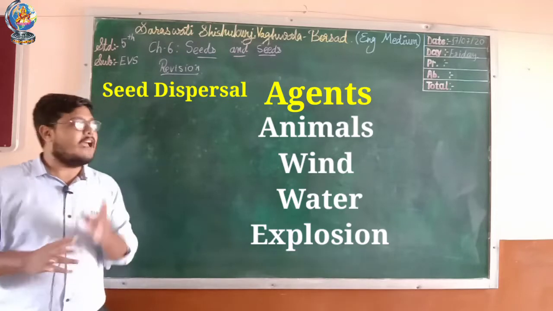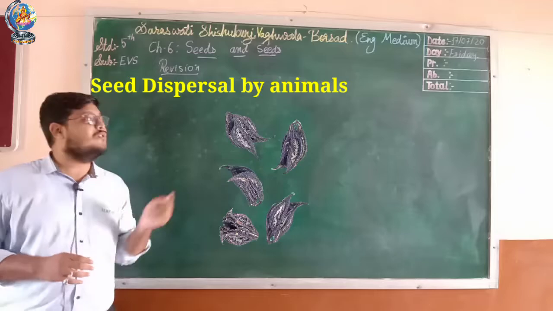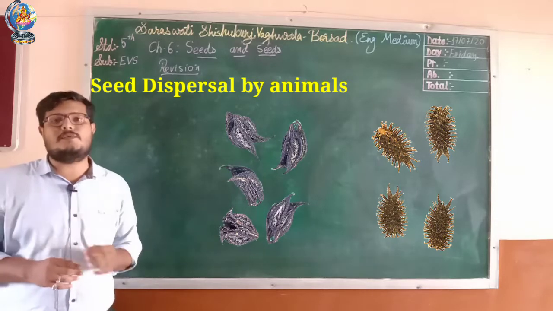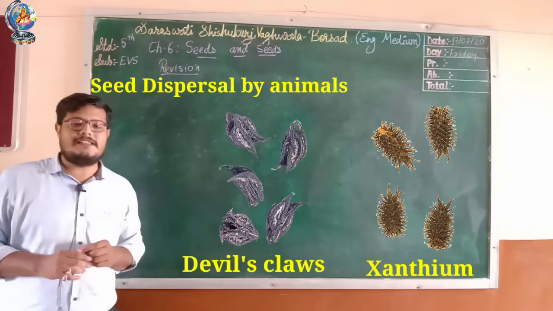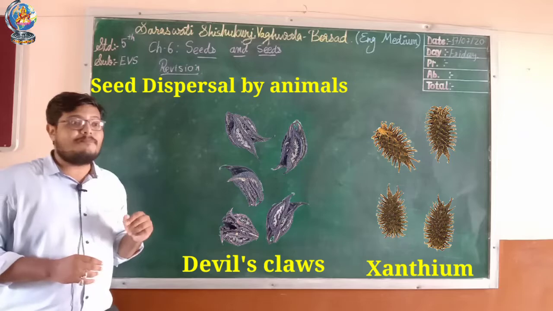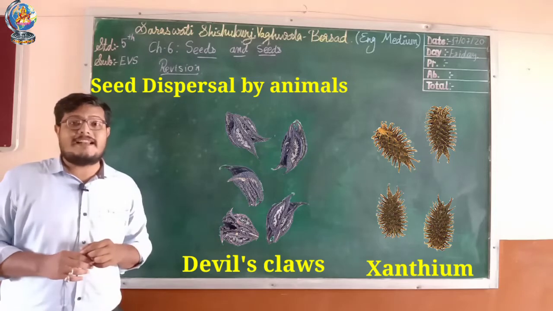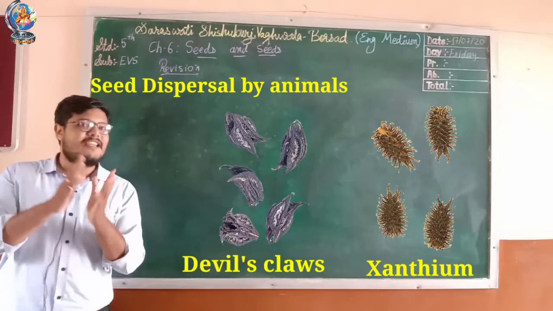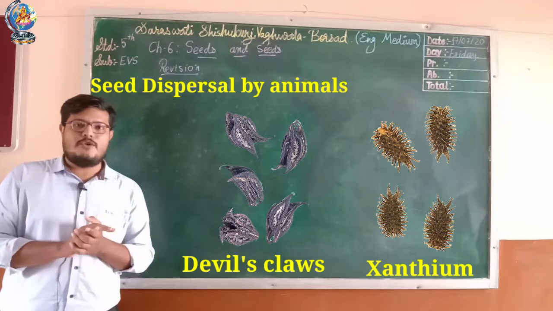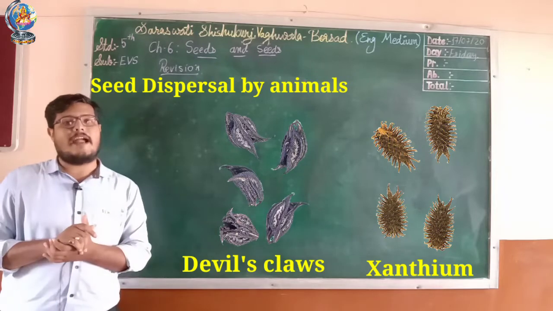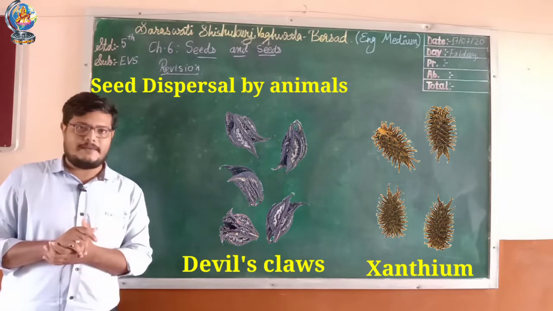If we start with the first structure of a seed, that is hooks and spines. There are two seeds which have spines and hooks. The first one is Xanthium seeds, and the other is devil's claw. Xanthium seeds, if you observe, have spines on them, and devil's claw has hooks on them. Now what will happen with these seeds? They will stick to the feather of a bird or the fur of an animal, and then they will travel away with those birds and animals, right?